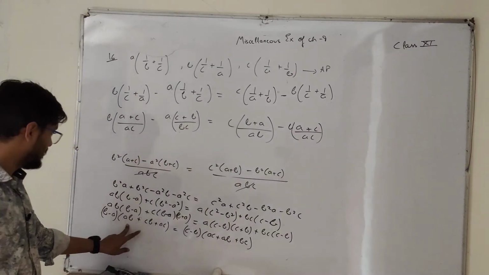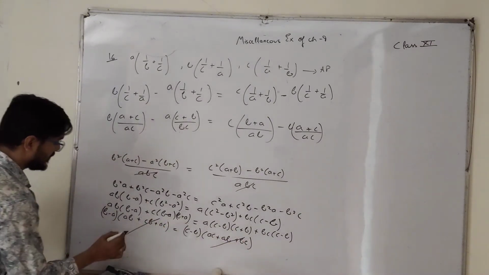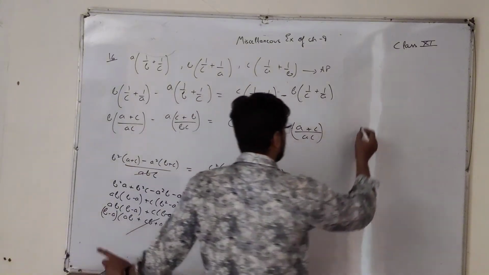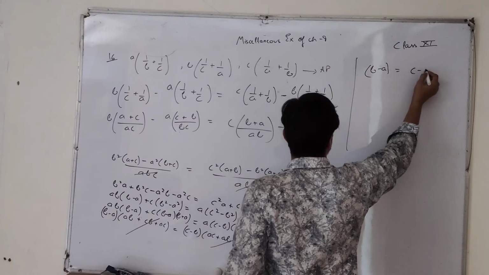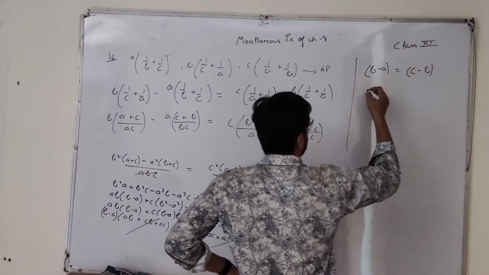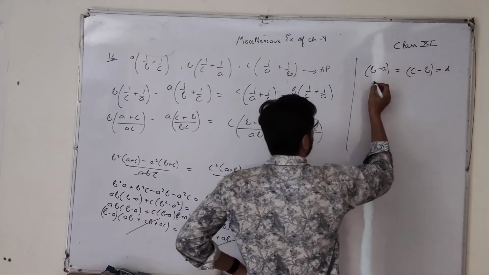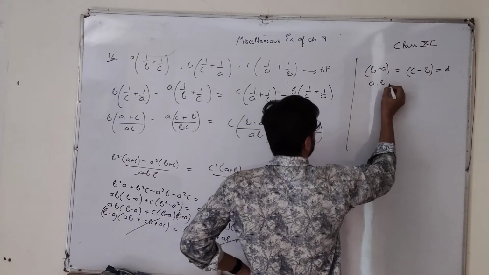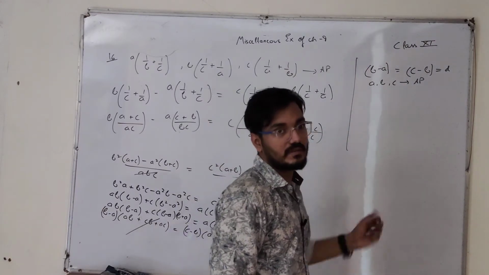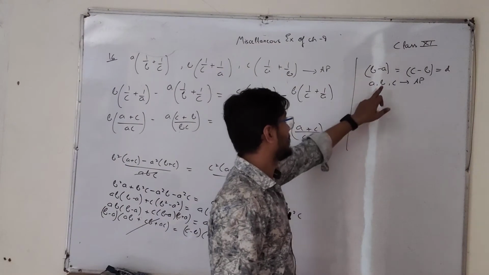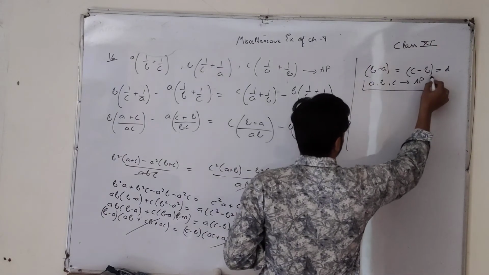So AB plus BC plus AC, so all these two terms are equal, so we can say B minus A is equal to C minus B, or we can say common difference is same, right, which is D. So common difference is what? If A, B and C are in AP, so B minus A is equal to C minus B, right? So we can say from this, B minus A is equal to C minus B. So that is common difference same. So this implies A, B, C are in AP.